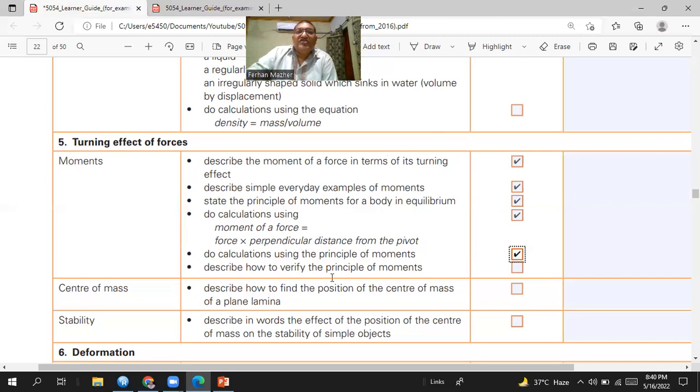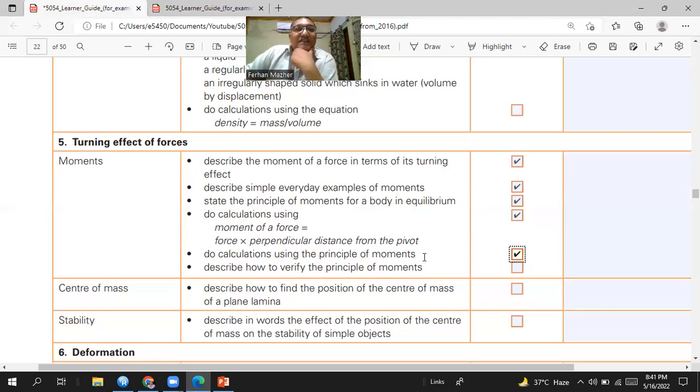This experiment has come many times: describe how to verify the principle of moments. Many times this has come in the paper, that you have to describe an experiment in which you prove the principle of moments. So what we do, we take a rod, and in the middle of the rod we put a pivot. We take two different loads. The loads we already know, and we hang them. One is on the right side of the pivot, the other is on the left side of the pivot, and we move them until we get a point where the rod is balanced.